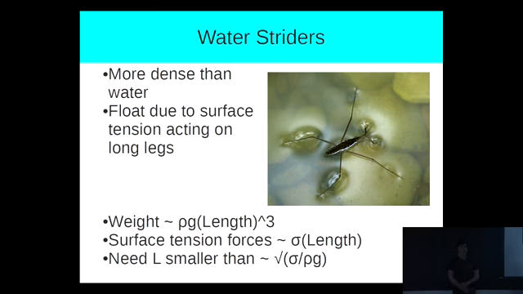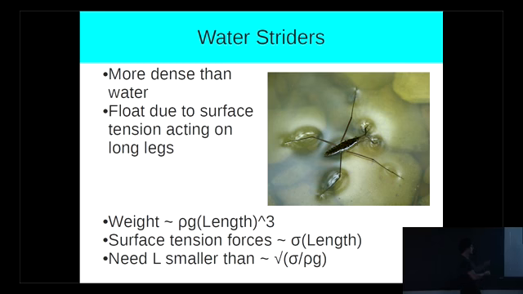Okay, so now I'm going to discuss some of the ways in which surface tension comes up in nature. Here we have a nice picture of a water strider. Water striders are more dense than water, but they're able to float on top of the water, and actually they use their middle legs to propel themselves by using them as oars.